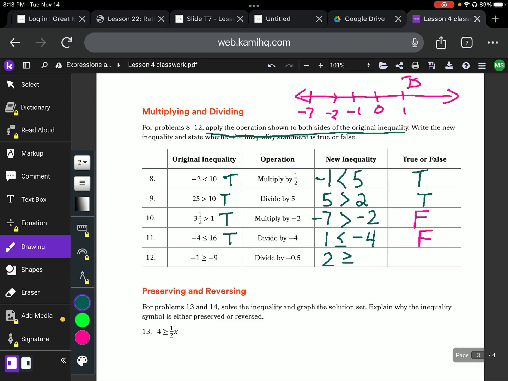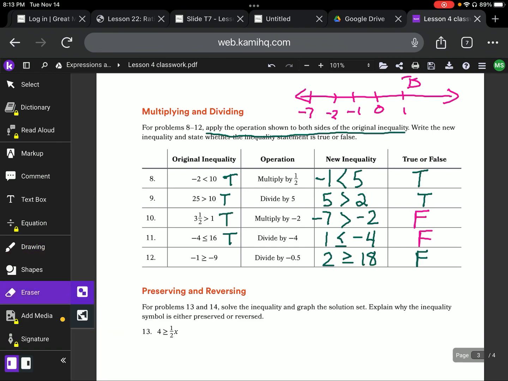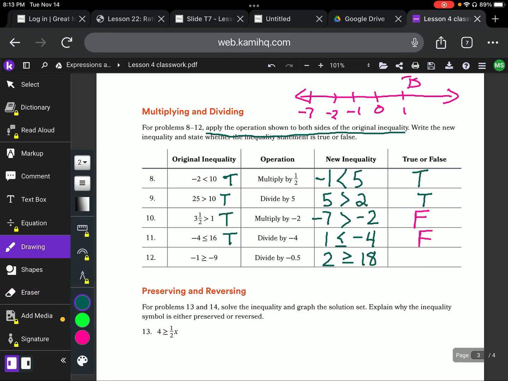Is 2 greater than or equal to -9 divided by -1/2, which is 18? Is 2 greater than 18? Hopefully that's pretty obvious. No, it is not. Oh, I meant to make that in pink like my other falses. No, -2 is not greater than 18.